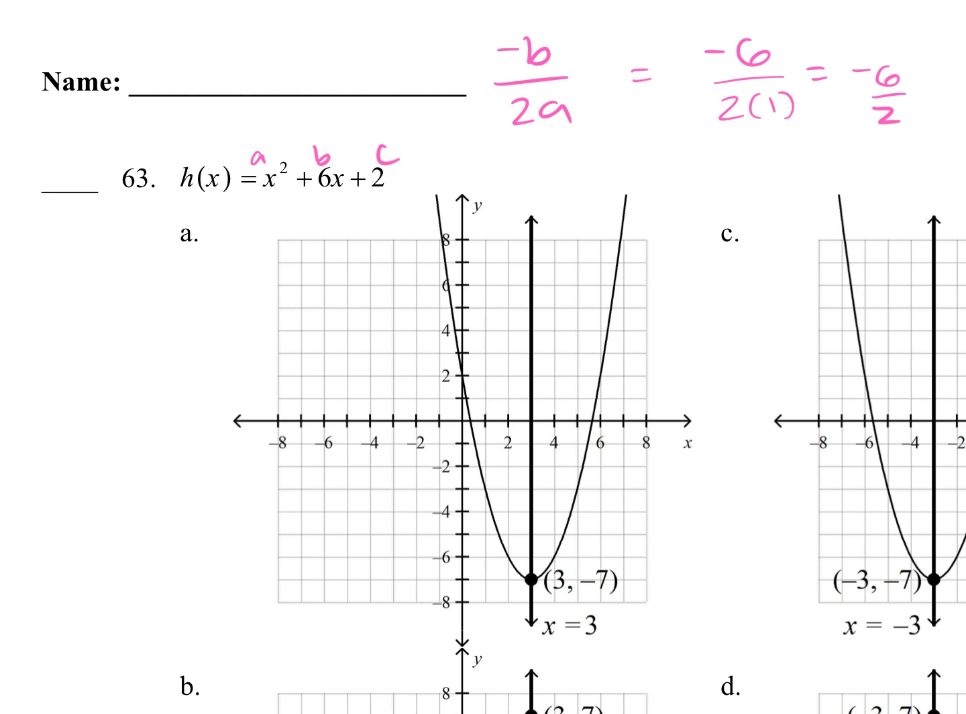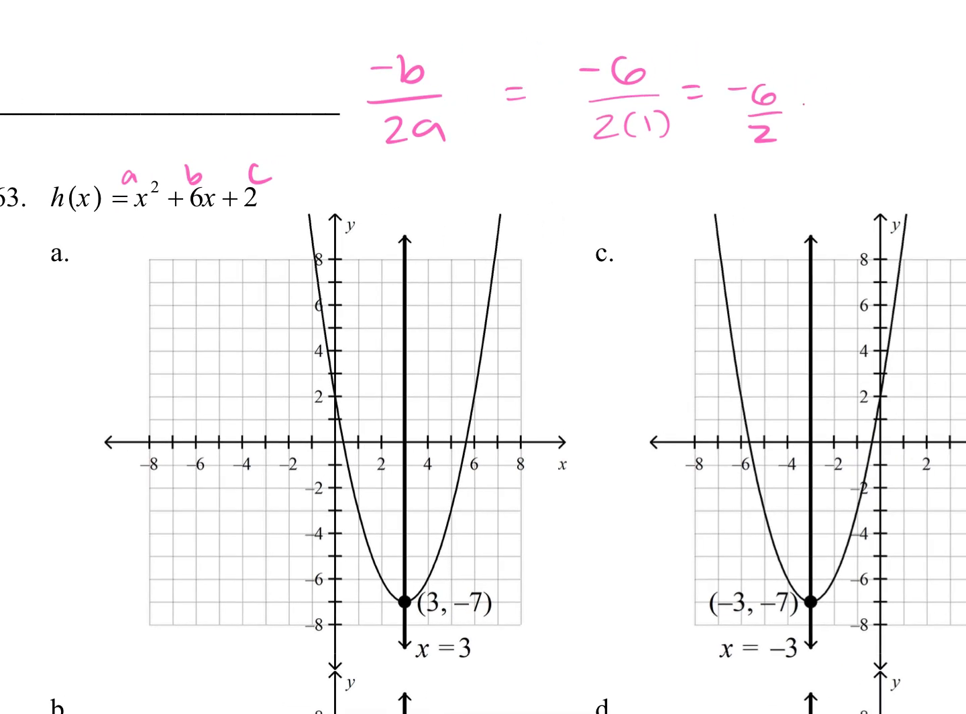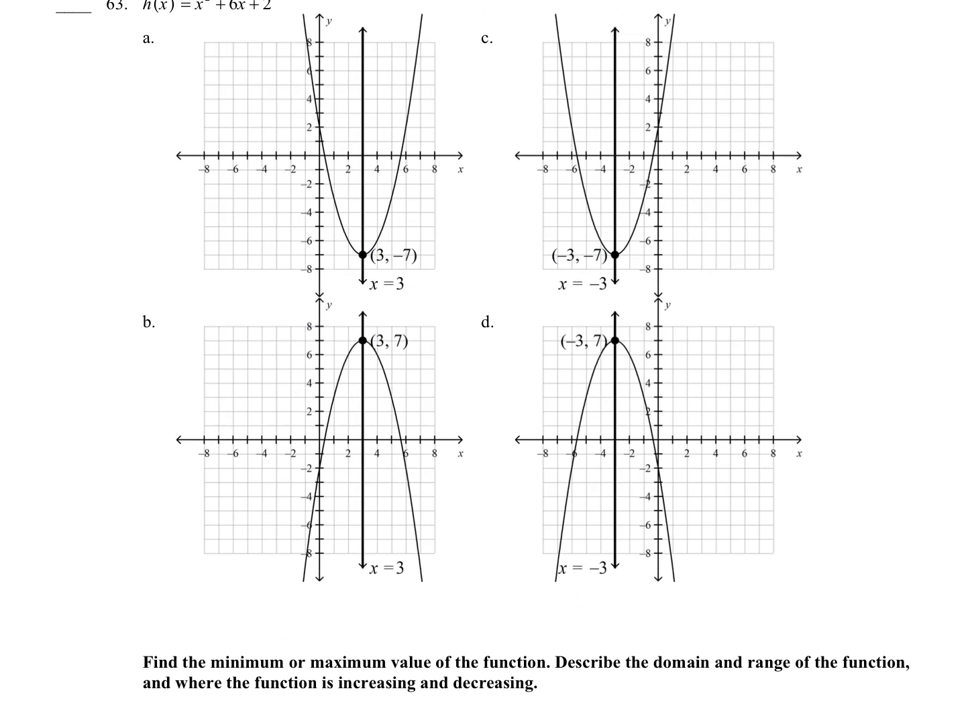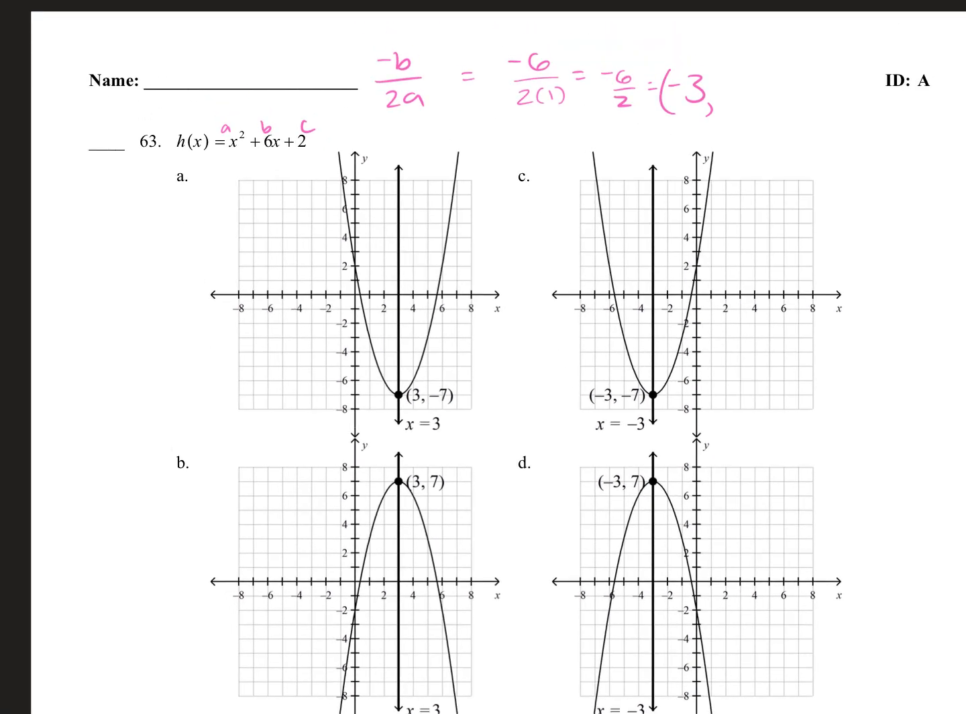Negative 6 over 2 is negative 3. So the first number in my vertex is negative 3. I can look at my answer choices and already cross out B and A. So I'm only left with C and D. How can I find the k or the y in my vertex? Perfect. Let's plug it in.